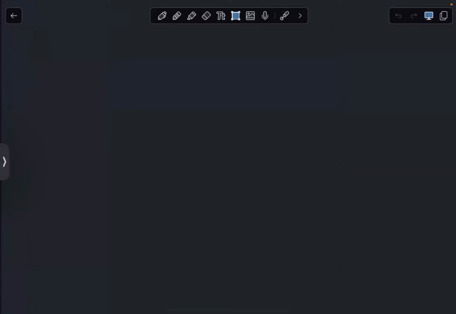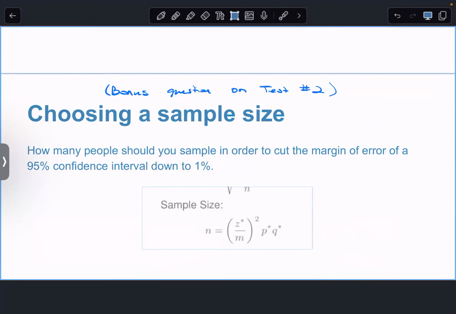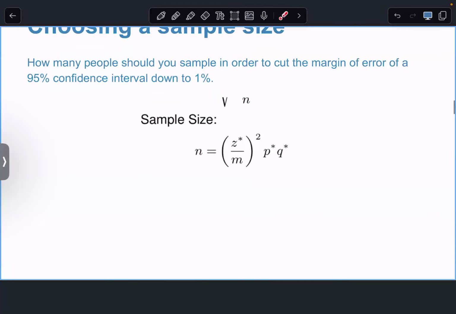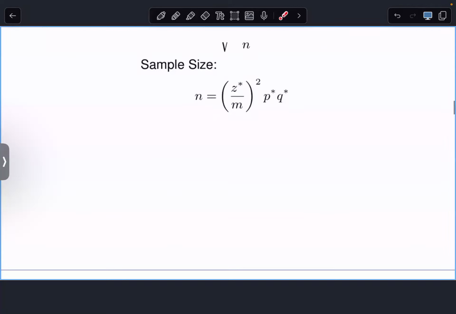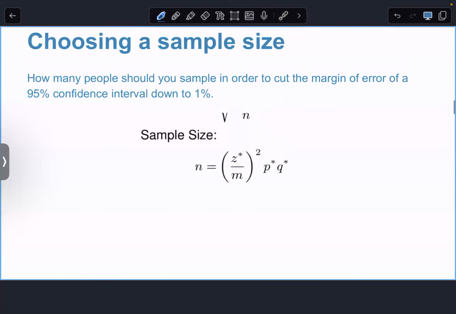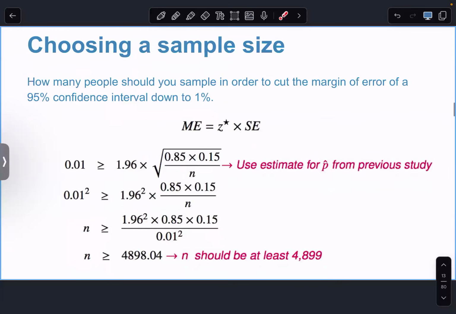All right, so here you're solving for n, a couple of rules. I'll post a little video that I have on calculating the sample size in case it helps. But you know what Z star is. M is the margin of error. So in this case, M is 0.01. And then P star, Q star, that's where the bonus part comes in. You have to figure out what those are. There's two scenarios. Spoiler alert.